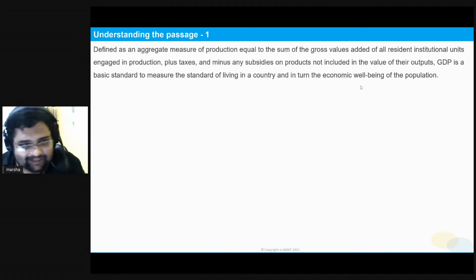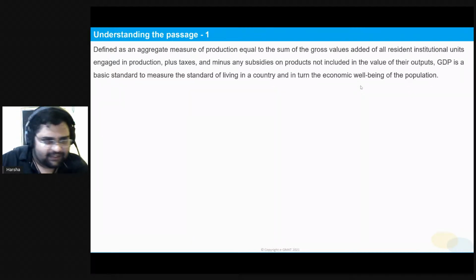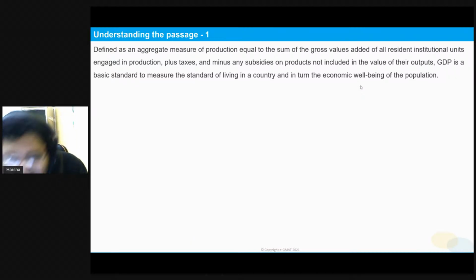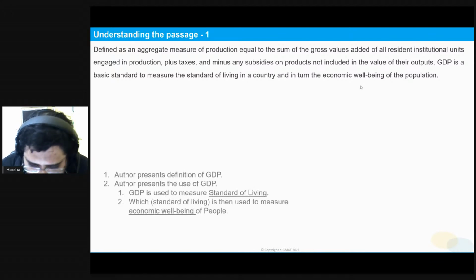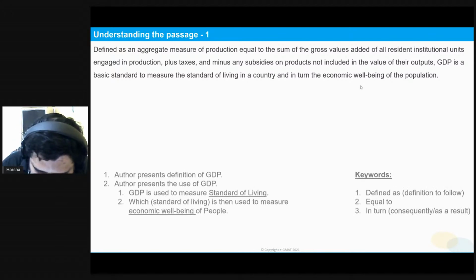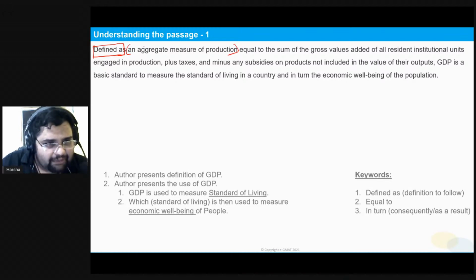I'm going to analyze this passage for you very, very quickly. The idea is not to go in depth. You guys have been through this passage 2 times, so I'm not going to go in depth, but I'm going to teach you how, just using keywords, I'm able to extract what's happening. So for example, in this particular slide, looking at "defined as": the minute I see "defined as," I know that what is going to follow is a definition. So some definition is being given here, aggregate measure of production.